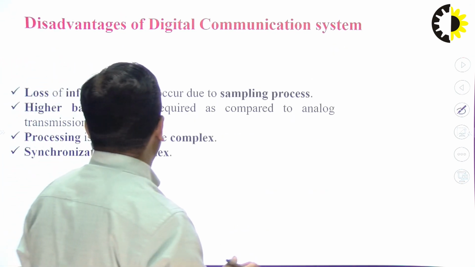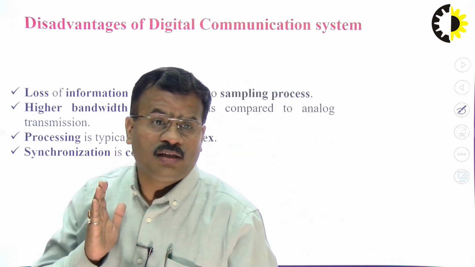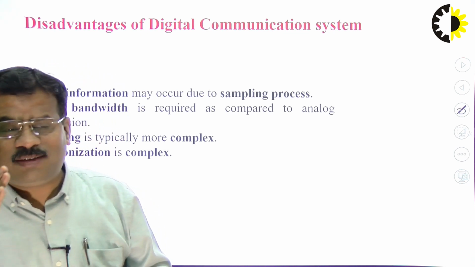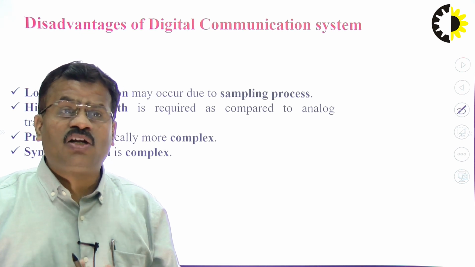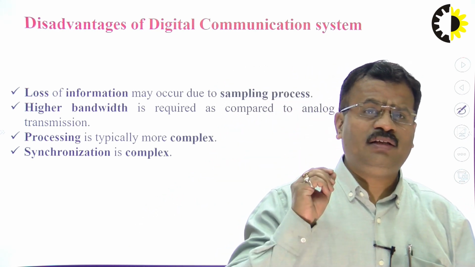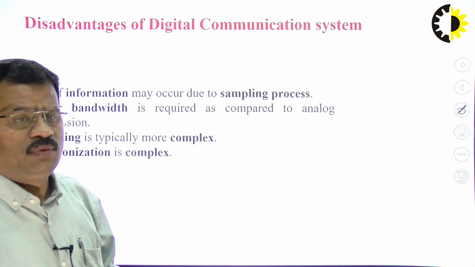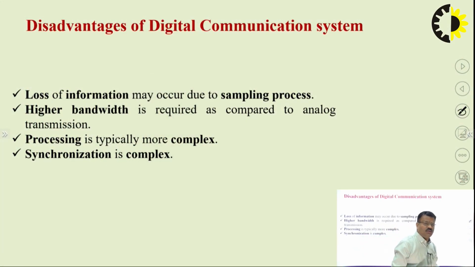Similarly, there are some limitations of digital communication system. Loss of information may occur due to the sampling process, because sampling will always be there. Why? Because you are doing digital communication. It means at first you have to convert your analog signal into digital. The first step for that is to change your analog signal into its sampled or discrete signal, and that is possible only through sampling. So sampling is mandatory in digital communication, and loss of information may occur at this time. Also, more bandwidth is required as compared to analog transmission. Processing is typically complex, and synchronization will also be complex. So these are some limitations, or disadvantages, of digital communication system.